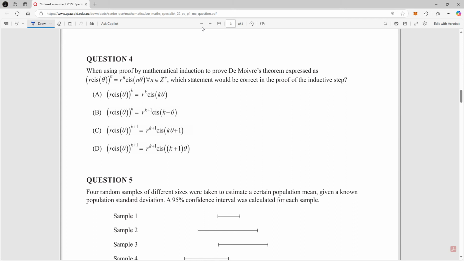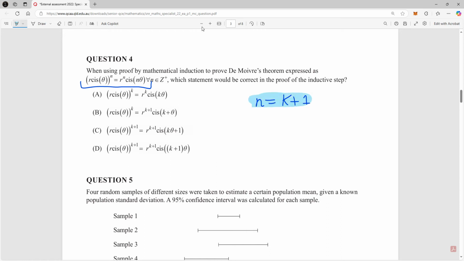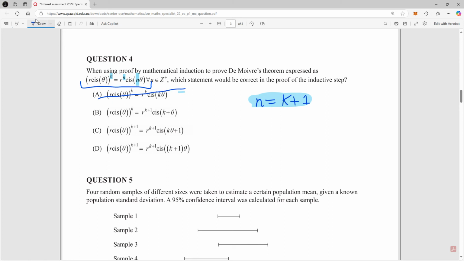Now, the inductive step is basically replacing n with k plus 1, okay? So we need to look for an expression like this where they've correctly substituted k plus 1 for here, here, here. I think that's it. I'll just highlight this last bit. There we go. Okay, so straight away, this one's incorrect. There is no k plus 1. There's a k, but there's no k plus 1.